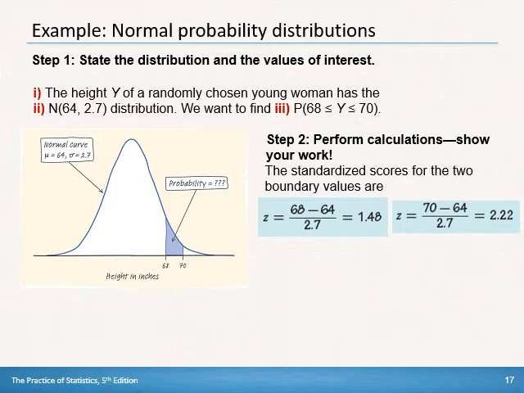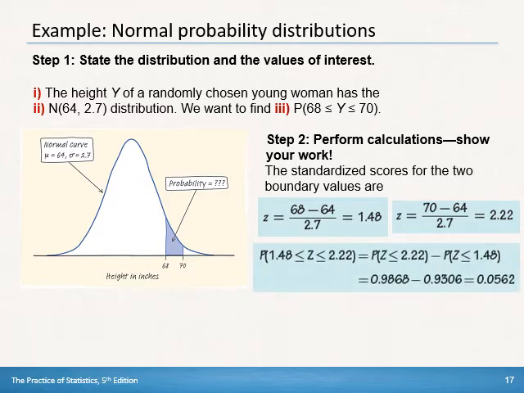So we're going to do that shaded region on the right side of our normal curve. We can calculate our z-scores for each of those. The 68 corresponds to a 1.48 z-score, and the 70 corresponds to a 2.22 z-score. We would go then to our z-score table and find what the area to the left of both those z-scores is. We would subtract them, and we would get something close to 6%.